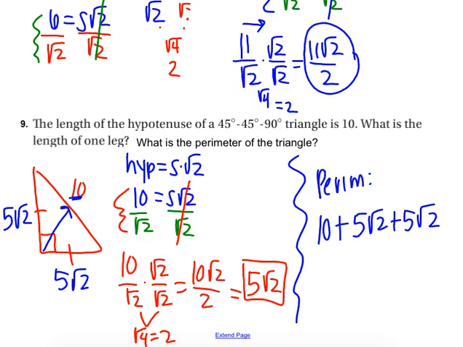Can I add anything together? Sure I can. I'm going to have 10, this stays by itself, but how many square root 2's do I have? I have 5 here and another 5 there for a total of 10 square roots of 2.